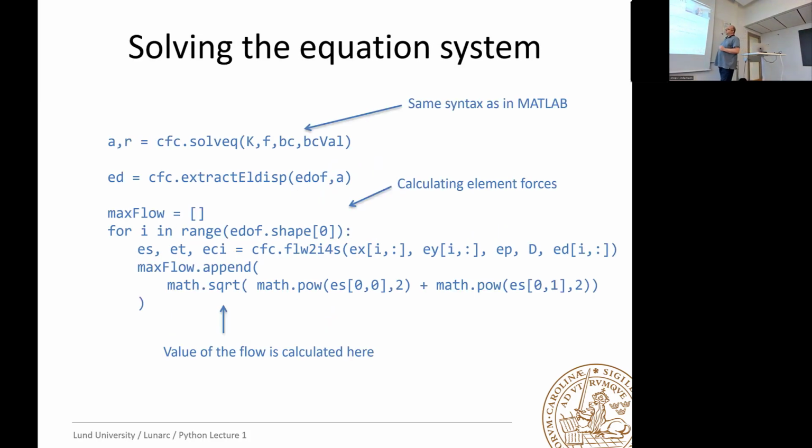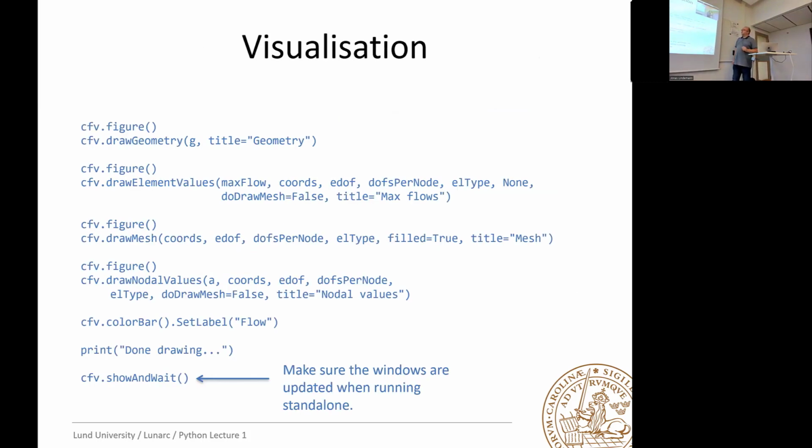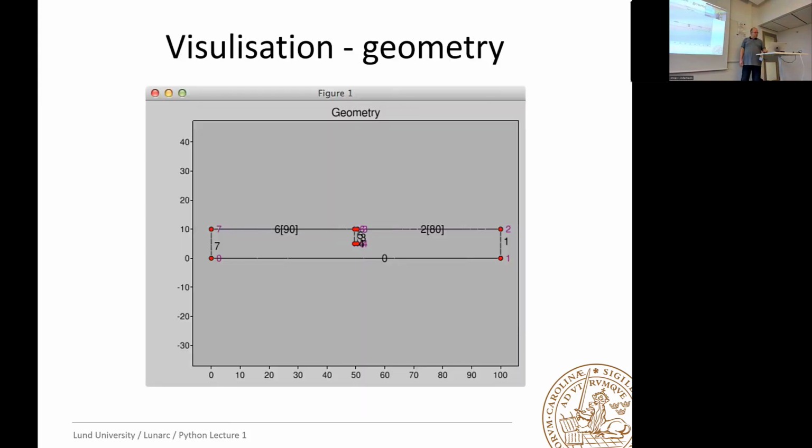And then we can solve the problem. And then we can extract element displacements. And then we loop over here to actually calculate our element forces. We do some calculation here on the maximum flow. So we can know that. And then we have some visualization commands here. So draw geometry, draw element values, draw mesh, draw nodal values, set the color bar, and then we display all these windows. So this is the geometry we created.